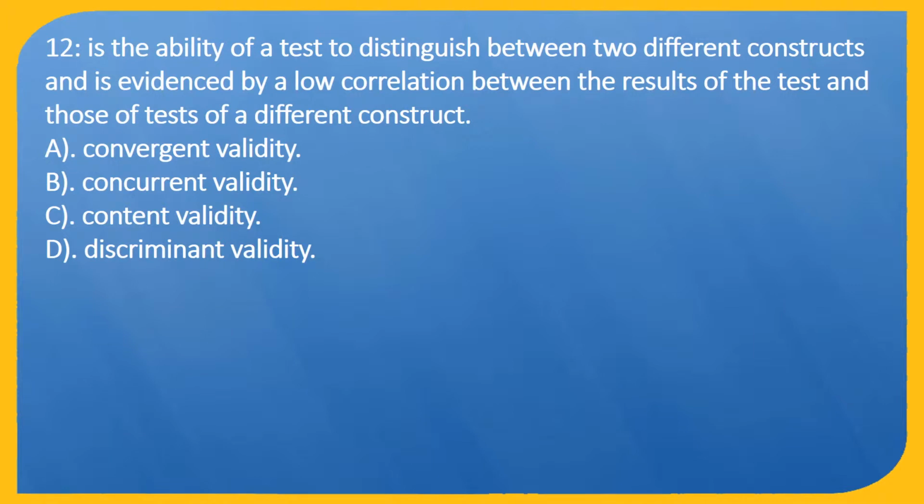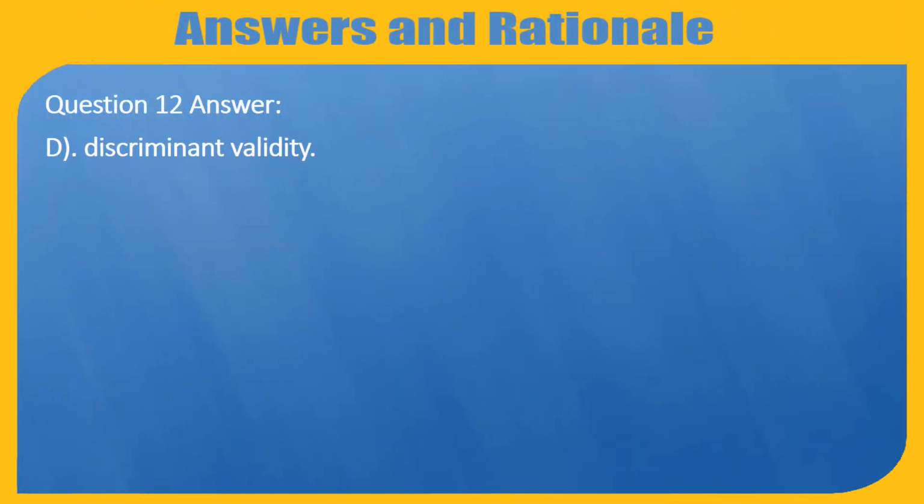Question 12: Is the ability of a test to distinguish between two different constructs and is evidenced by a correlation between the results of the test and those of tests of a different construct. A. Convergent validity. B. Concurrent validity. C. Content validity. D. Discriminant validity. Question 12 answer, D. Discriminant validity.